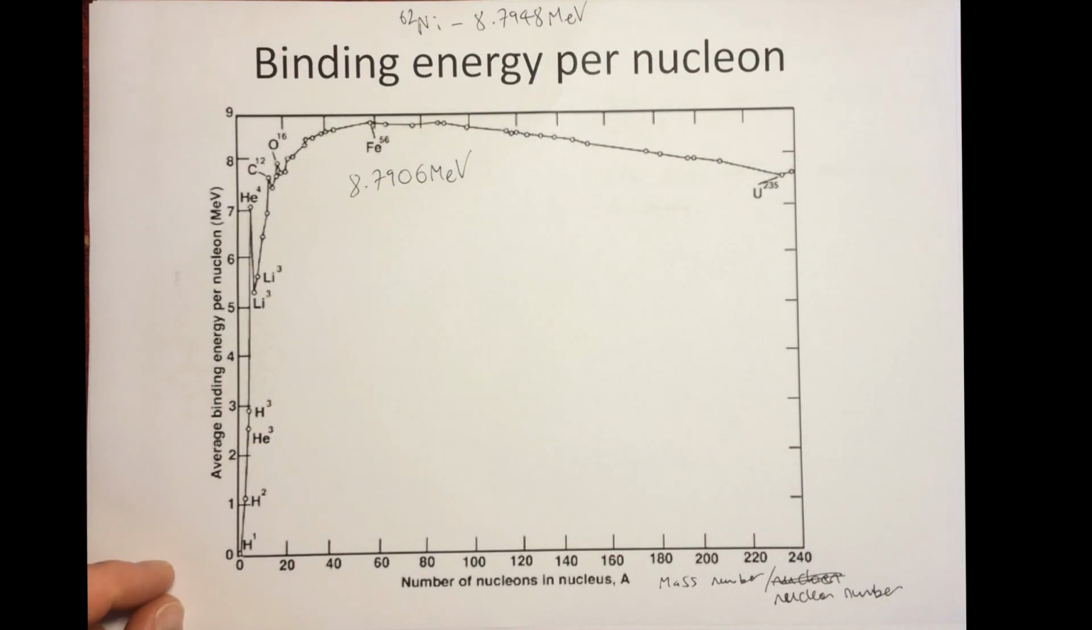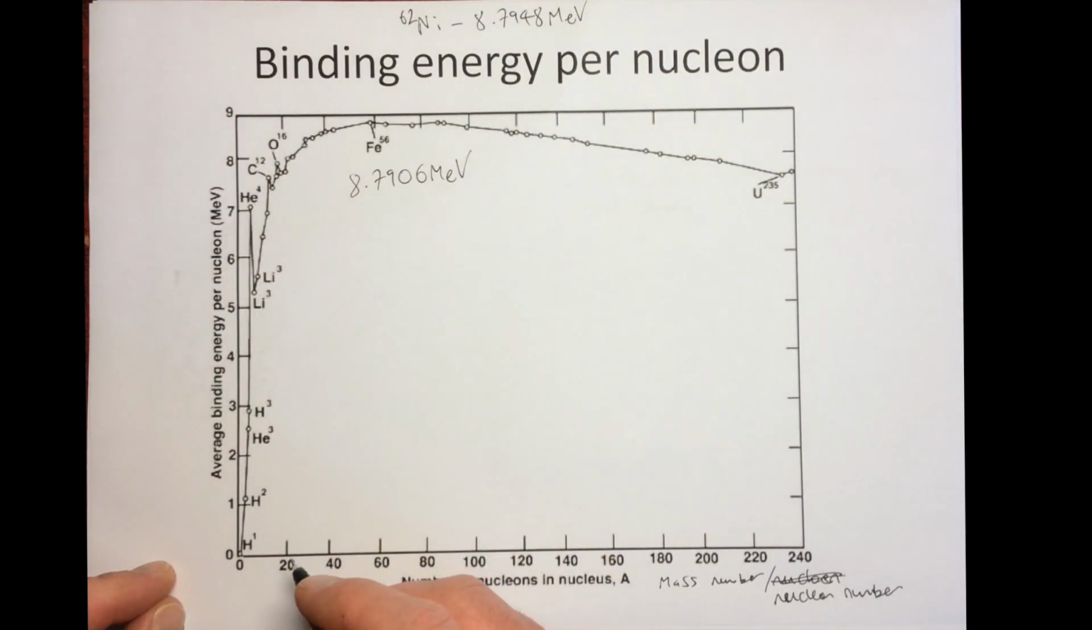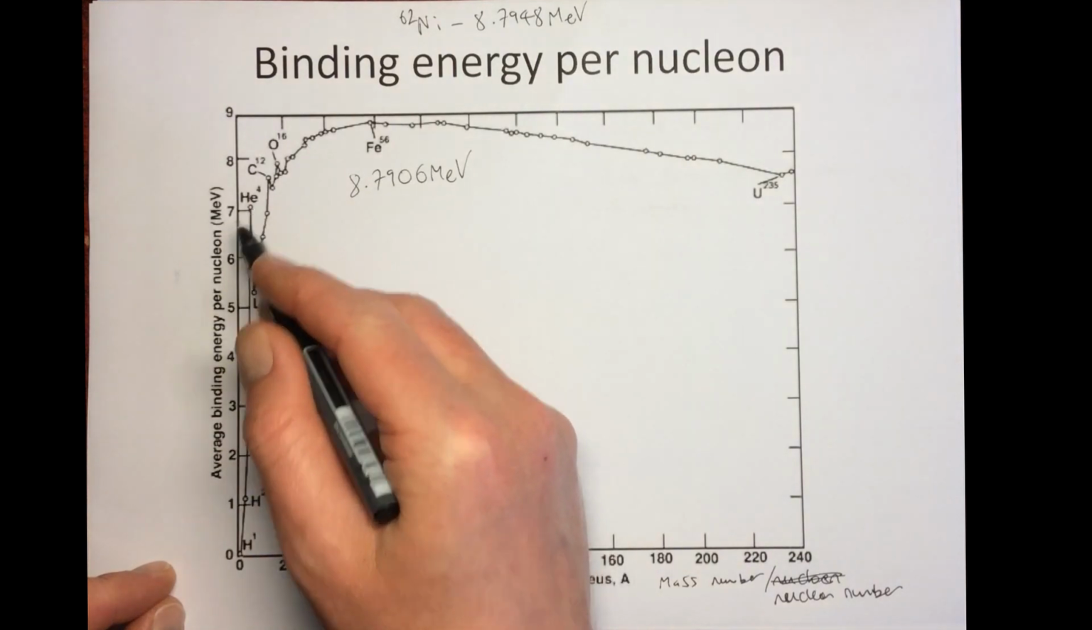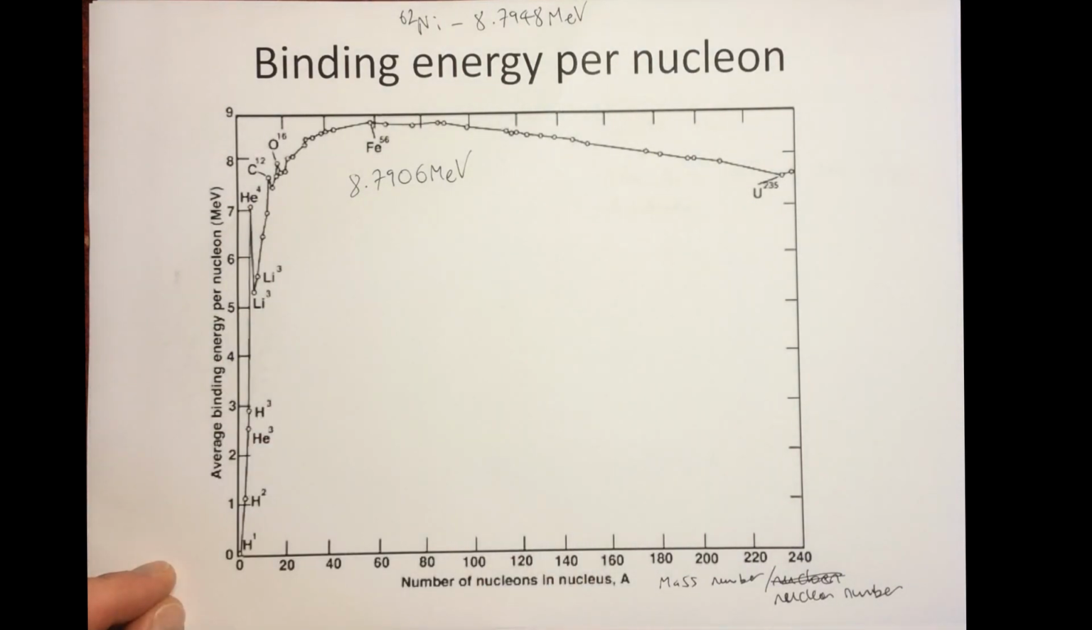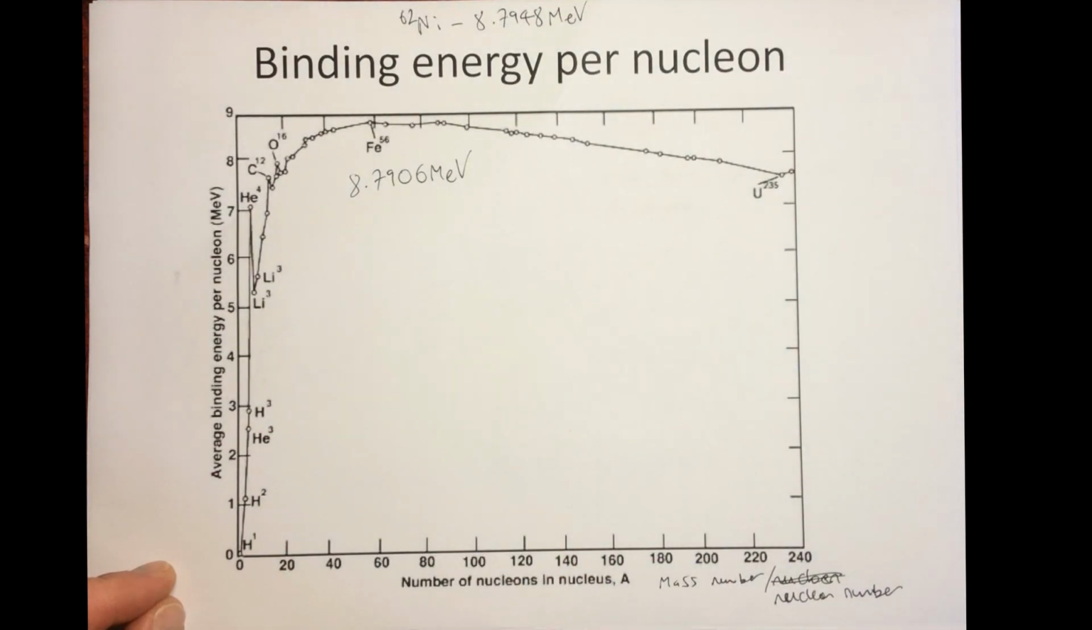So you can see here that helium has a binding energy per nucleon of about 7 mega electron volts, whereas iron has about 8.8 mega electron volts. That means to remove one nucleon from helium would require 7 mega electron volts or thereabouts, whereas to remove one nucleon from iron would require 8.8 mega electron volts. That means that the nucleons are more tightly bound in iron. It's more stable. The bigger the binding energy per nucleon, the more tightly bound the nucleons, the more energy required to remove one nucleon, the more stable the nucleus.